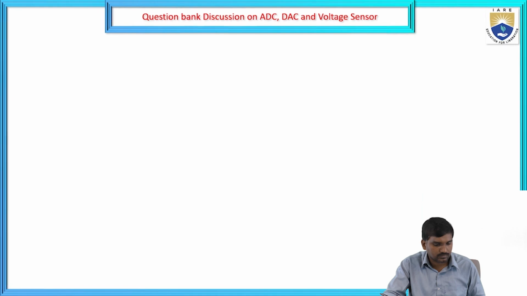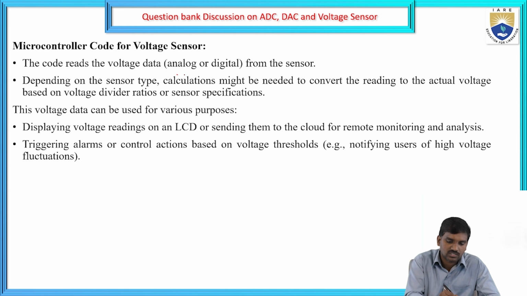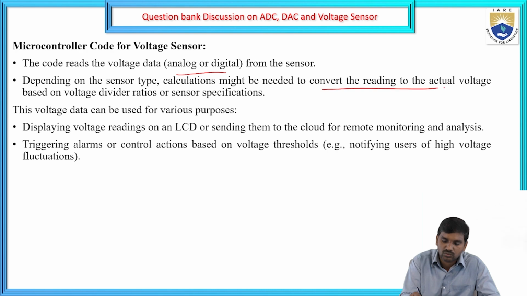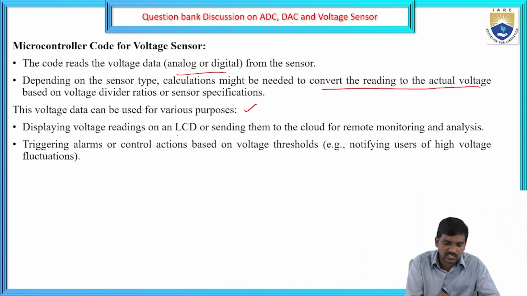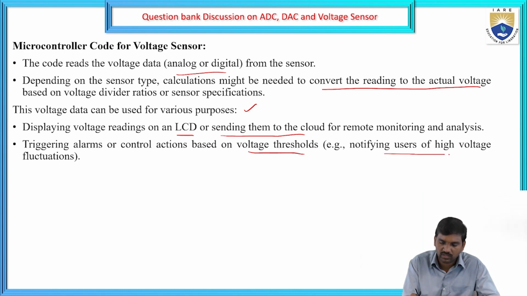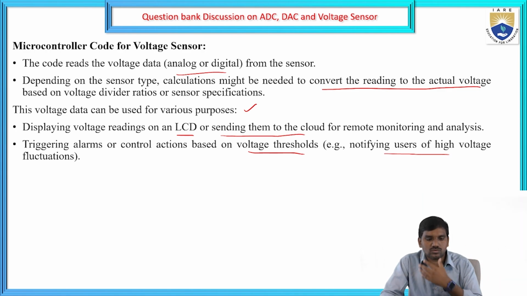Next, the microcontroller code for the voltage sensor. Here the code reads the voltage data from the sensor, which is analog or digital in nature, and depending on the type of sensor, calculations might be needed to convert the reading to the actual voltage level based on voltage divider ratios or sensor specifications. This voltage data can be used for various purposes: displaying voltage readings on an LCD or sending them to the cloud for remote monitoring and analysis, and triggering alarms or control actions based on voltage thresholds, for example notifying users of high voltage fluctuations. So these are some code processes of the microcontroller for voltage sensors.